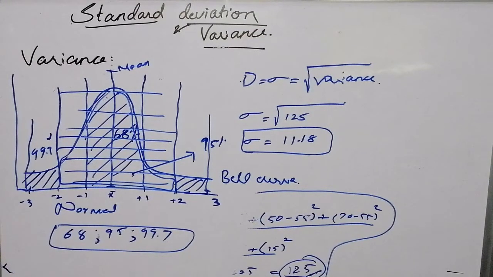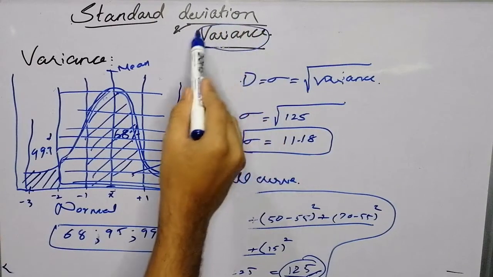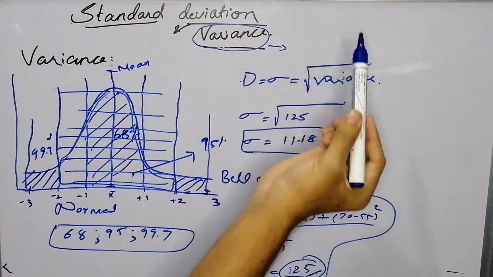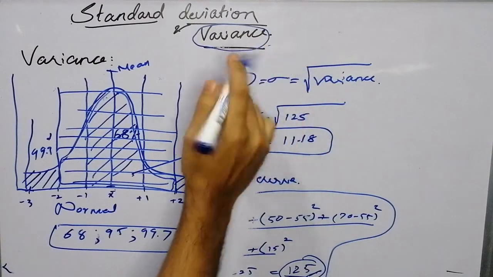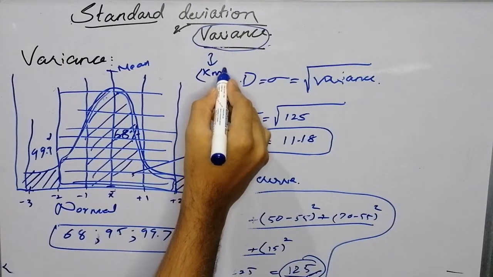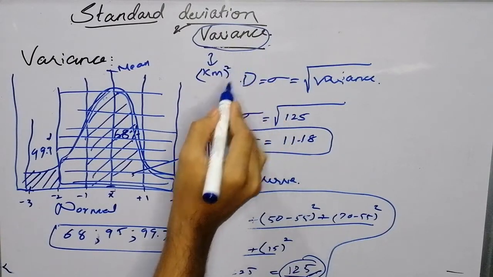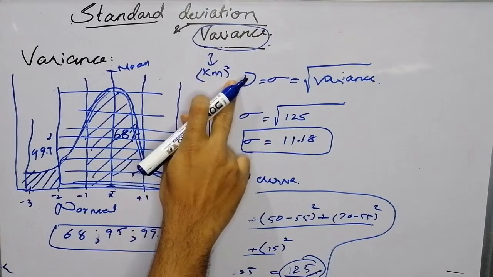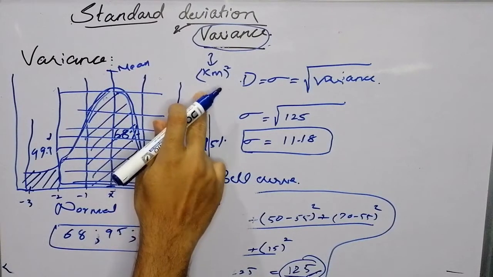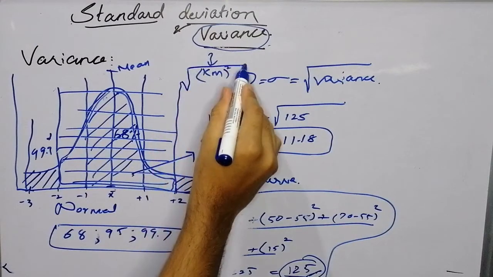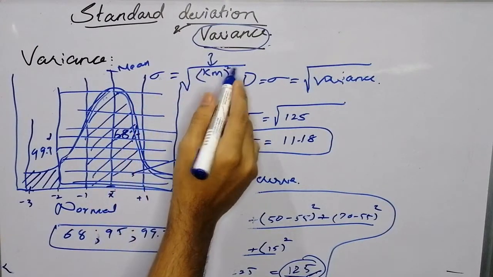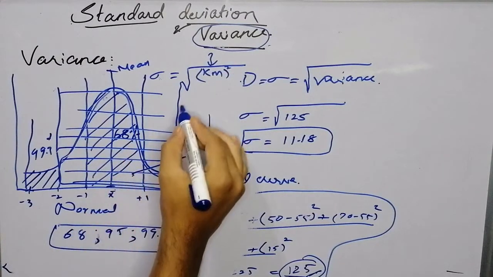We won't be using variance more often because we get very high values. For example, if we are calculating anything in kilometers, as variance is squared, we'll be getting the result in kilometer square. We don't need that. We need the result to be in kilometers as well. For that, we add a square root. That becomes the standard deviation. Now we'll be getting the results in kilometers itself.